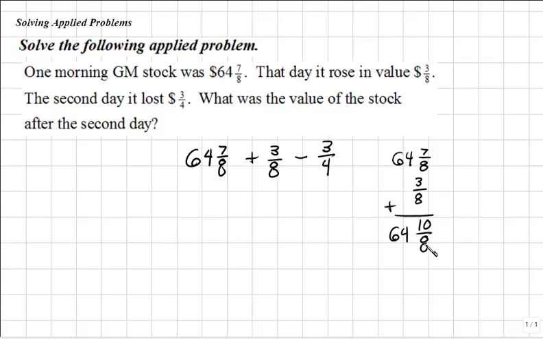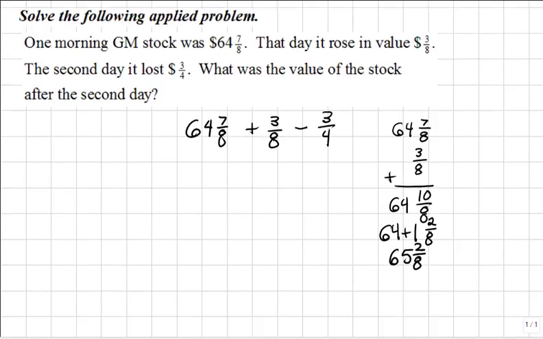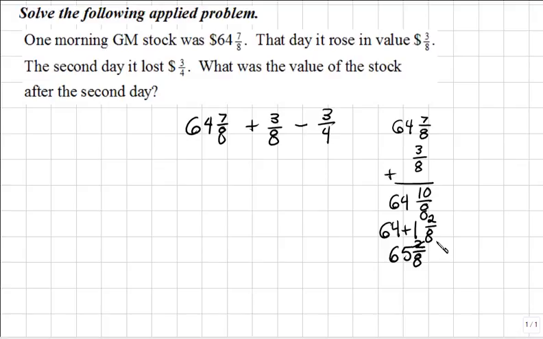But 10/8 is an improper fraction, so we'll write this as 64 plus 10/8 as a proper fraction, a mixed number. 8 goes into 10 one time, with a remainder of 2/8 left over. So this really would be 65 and 2/8. But the fraction 2/8 can be reduced by a factor of 2. 2 divides into 2 once and into 8 4 times. So we're left with 65 and 1/4. This is how much the stock is worth after the first day.